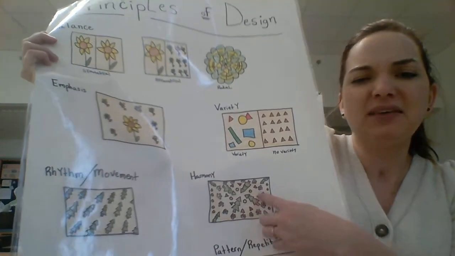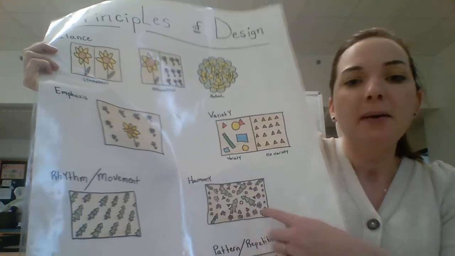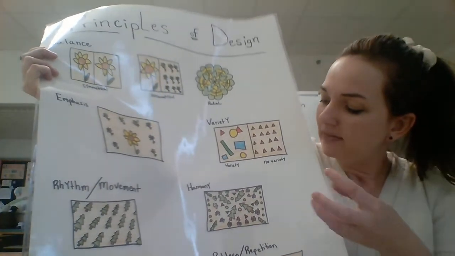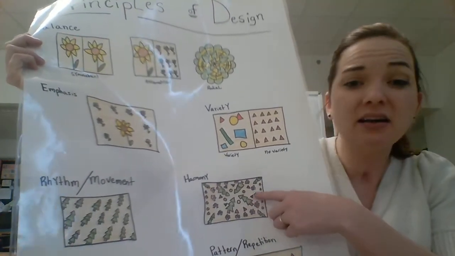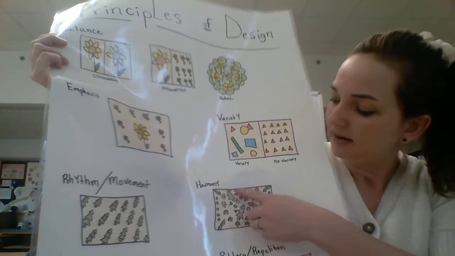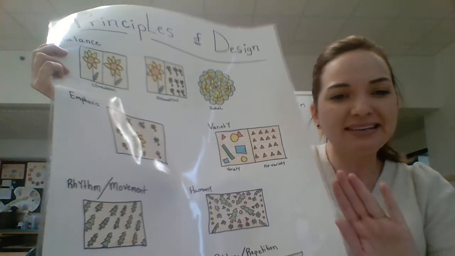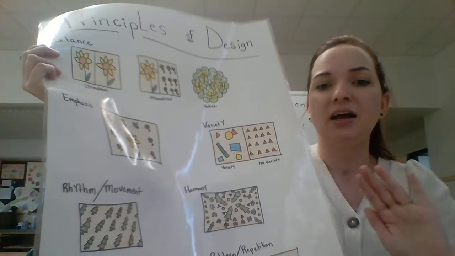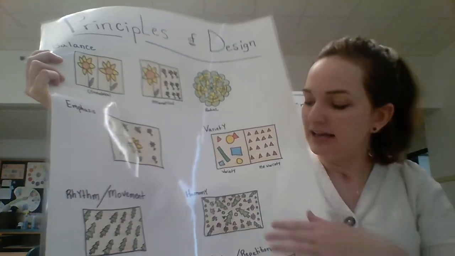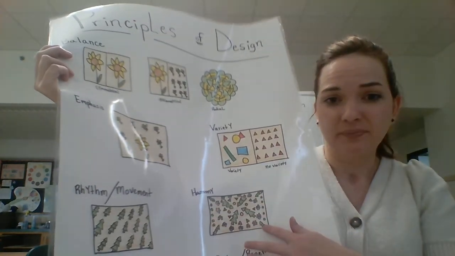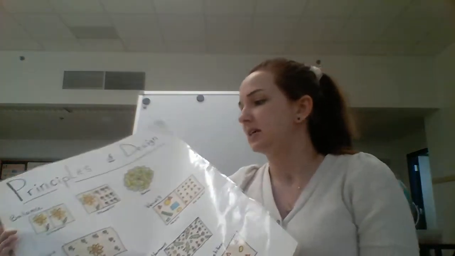So in harmony, you can see I've got a lot of different objects in this picture, but they all kind of flow and they look more natural because I've repeated a lot of the same colors. You see that? I've also created some movement in this artwork. I put the objects in places that are repeated, which makes it look like it goes together.